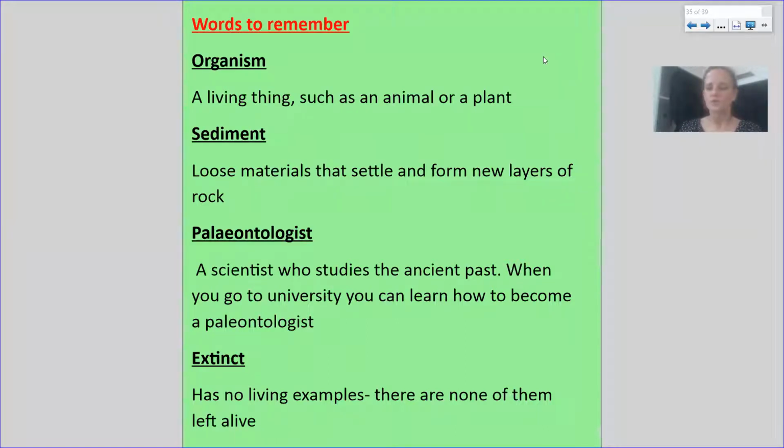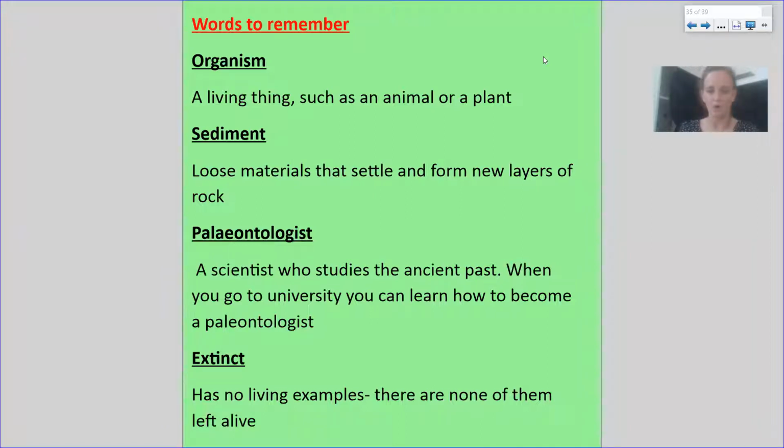There are a few words that you need to remember when we are looking at our flipped classroom today. They are organism, sediment, paleontologist, and extinct. These are the really important words to remember when we are talking about fossils being formed. So the first one is organism. An organism is a living thing like an animal or a plant.